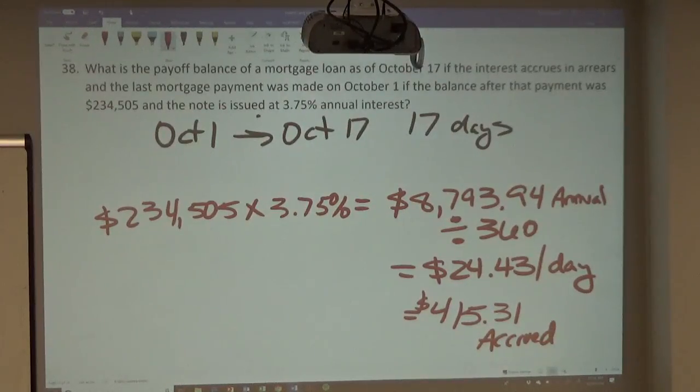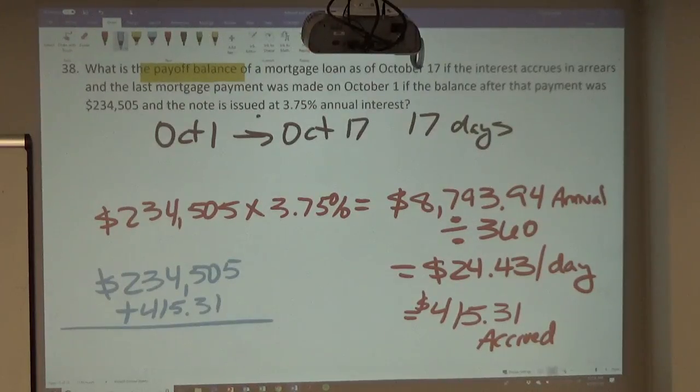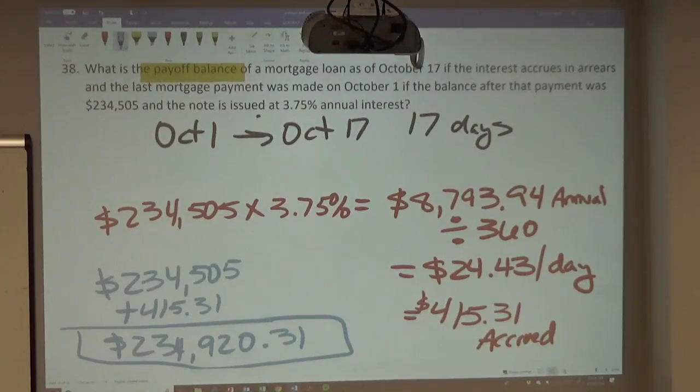Our payoff balance, because that's what they're asking us for, is going to be whatever our loan balance was at the beginning of the month, which is $234,505, plus the interest we've accrued, which is $415.31, and that gives us a total payoff of $234,920.31.